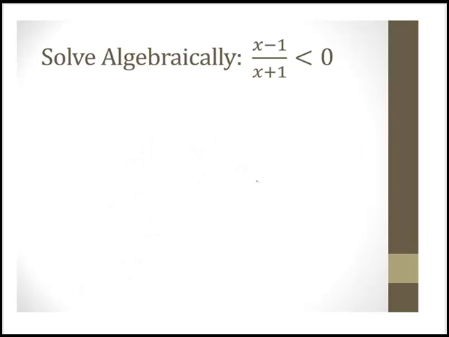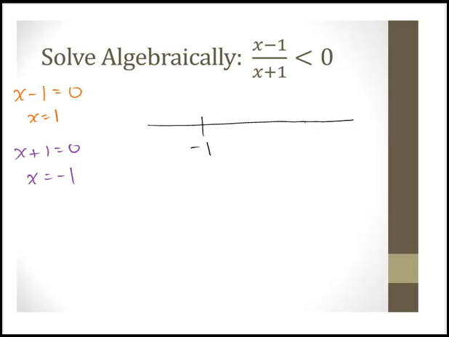Alright, so let's solve algebraically x minus 1 over x plus 1 less than 0. Alright, so notice it's already compared to 0. So the first thing I will do is set x minus 1 to 0, which implies that x equals 1. So that's a critical value from the numerator. I will set the denominator to 0, which implies x equals negative 1. Alright, so we have these two critical values. Now since this is a strictly less than inequality, we would have open points at both of these.